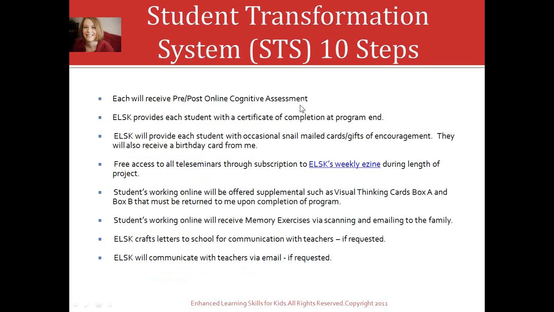And then the things that you would be looking for with the program, some of the bonuses for your child. You would have a pre and post assessment, so you would know what those objective measures are before you start and then after you're done. And your child will receive a certificate of completion. It's like a certificate of graduation for getting through the student transformation system. And then, just different little things for encouragement along the way.